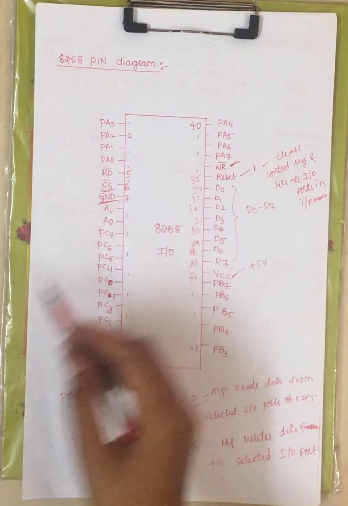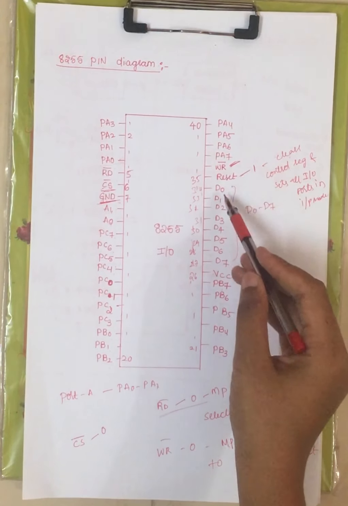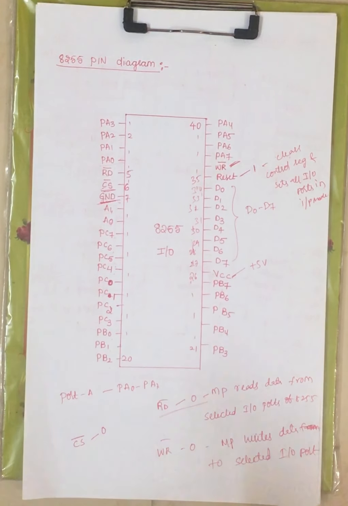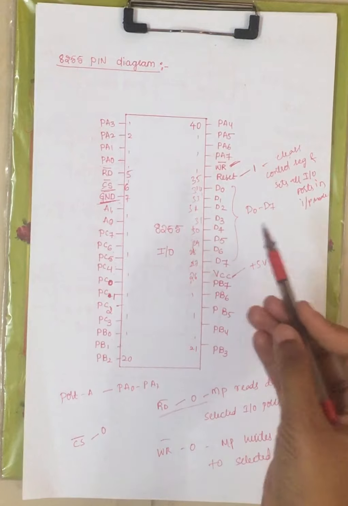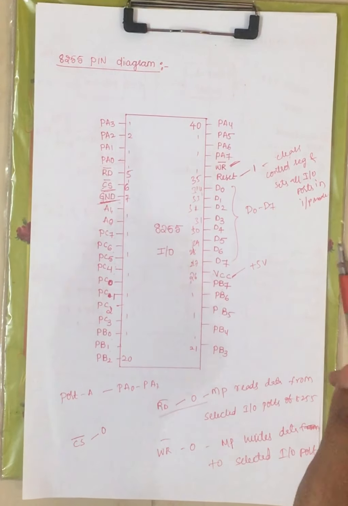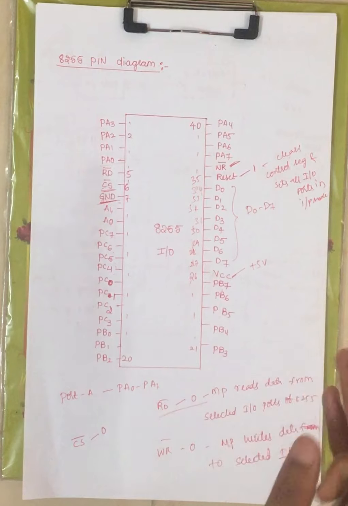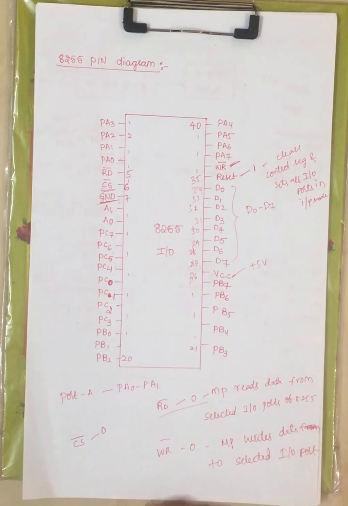And next you have reset. Now this is an active high signal. You don't have a bar for the reset signal. When it is logic 1, it clears the control register, and all 3 ports, port A, port B, port C, are set to input mode. When reset is logic 1, it clears the control word register and sets port A, port B, port C under input operation.